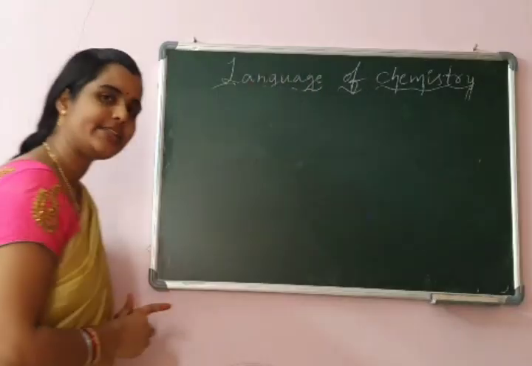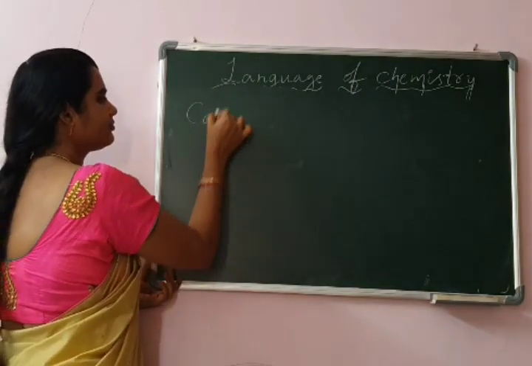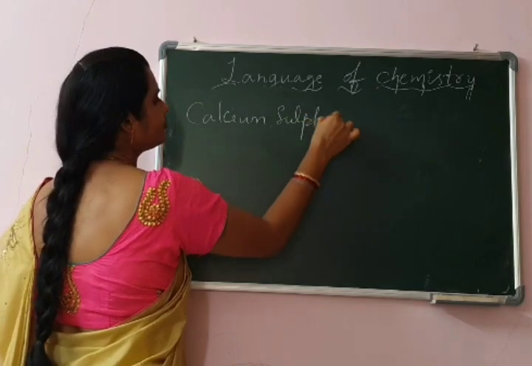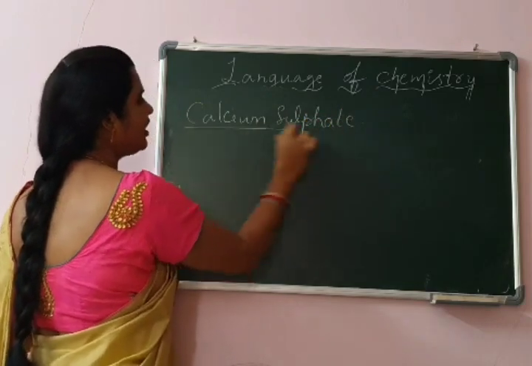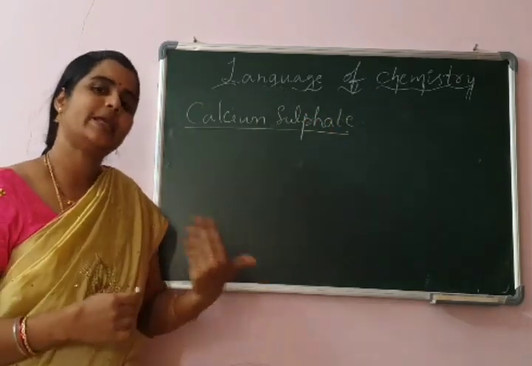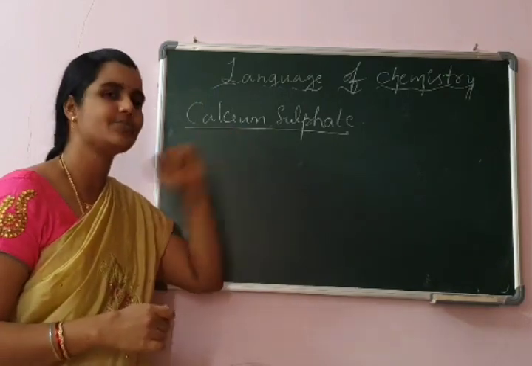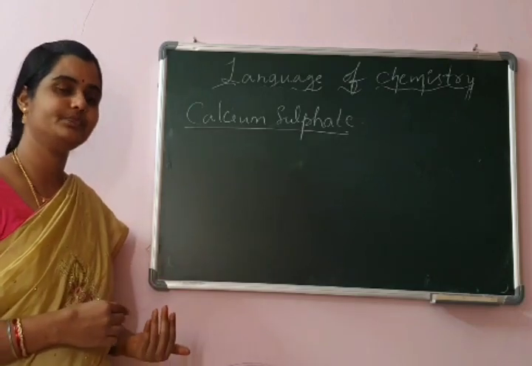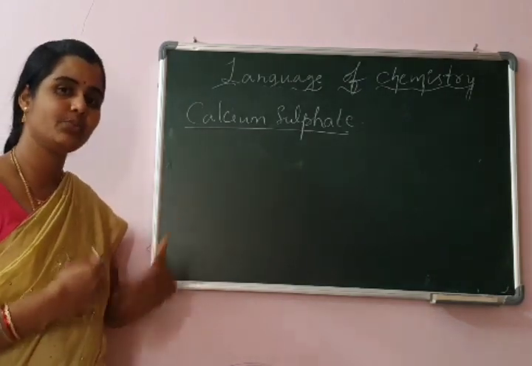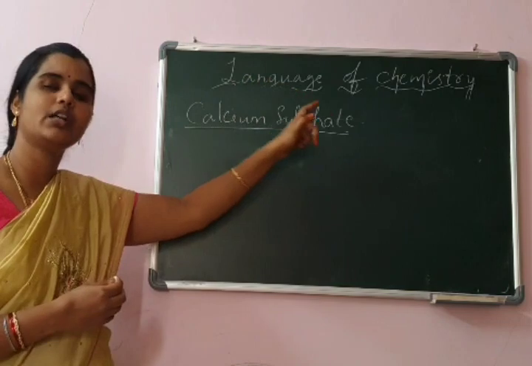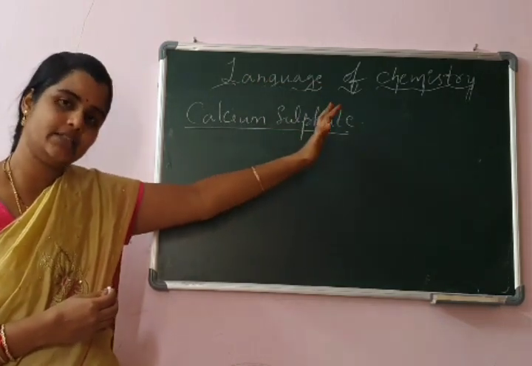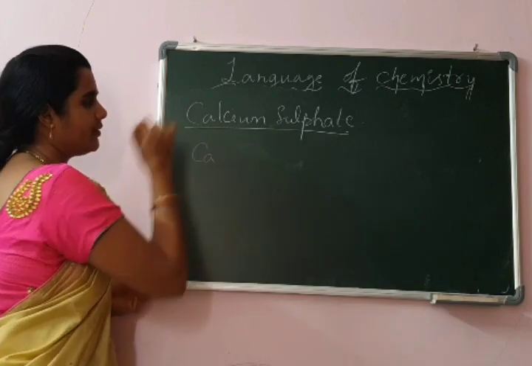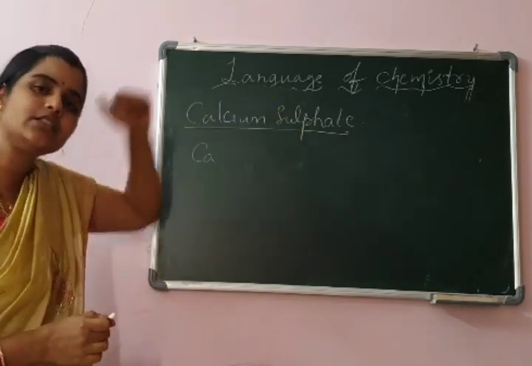So if you take calcium sulfate, now you have to write the chemical formula or molecular formula for calcium sulfate. Okay, so how do you write? First step is you have to write the symbol of the elements or symbols of the radicals. So what is the symbol for calcium? Ca. What is the symbol for the radical sulfate?